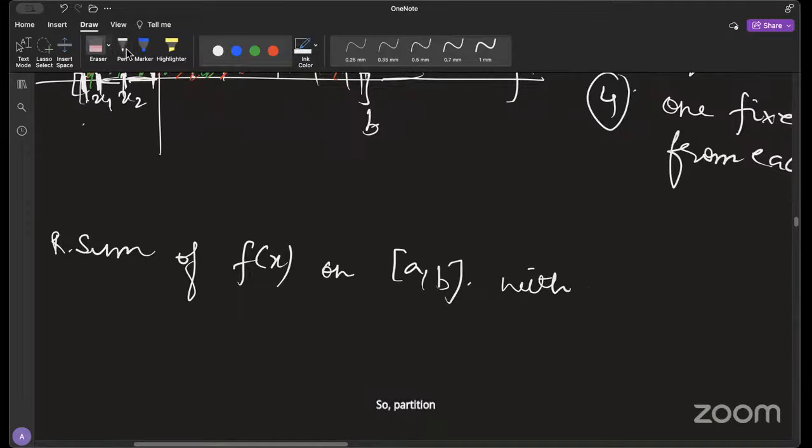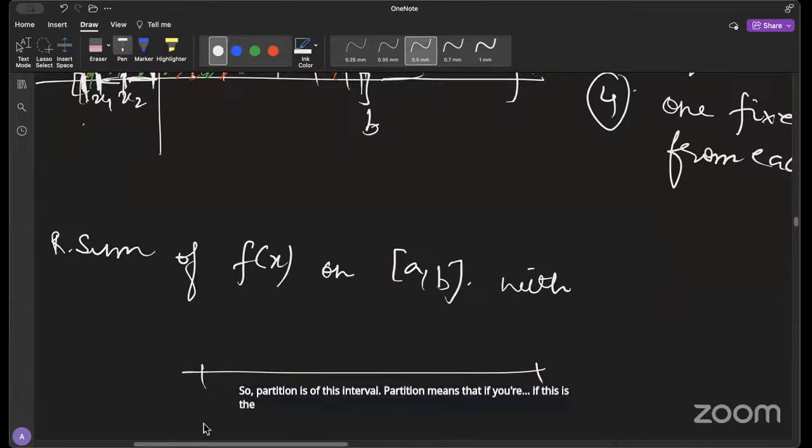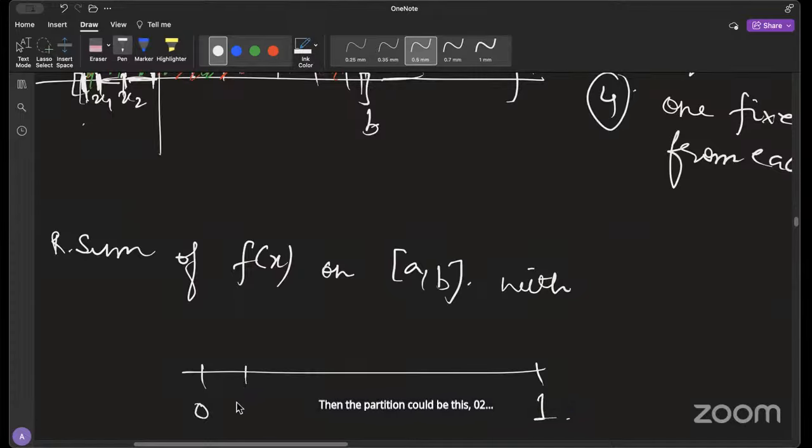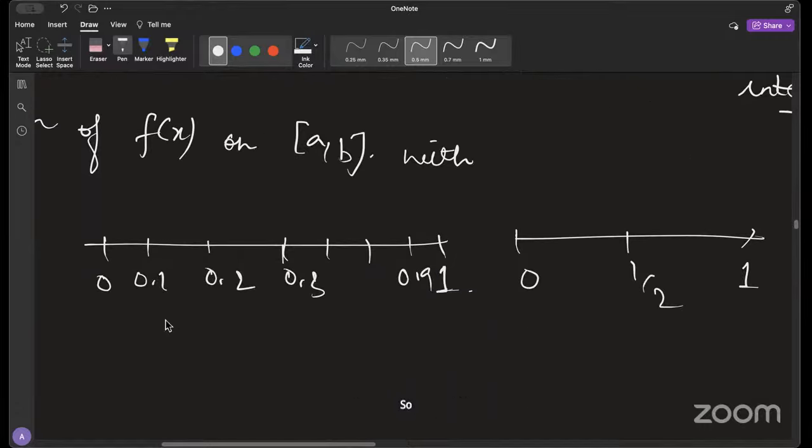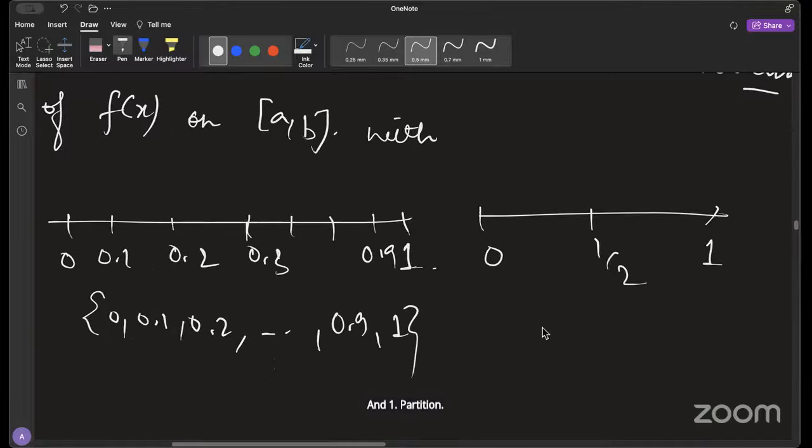The partition is of this interval. Partition means that if this is the interval AB, or in particular, let's take 0 to 1, then the partition could be this: 0, 0.1, 0.2, 0.3, and then 0.9, and then finally 1.0, right? This could be one partition, or you can take some other partition, which could be 0, half, and then directly 1. So your partition from here is 0, 0.1, 0.2, 0.9, and 1. This partition is 0, half, 1.